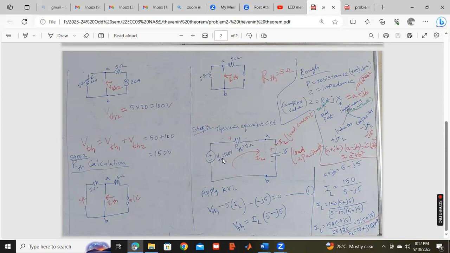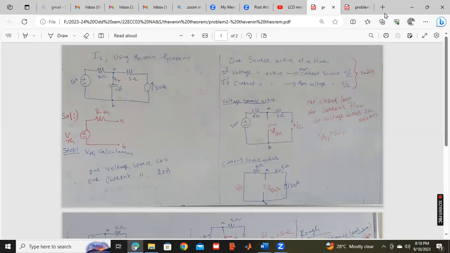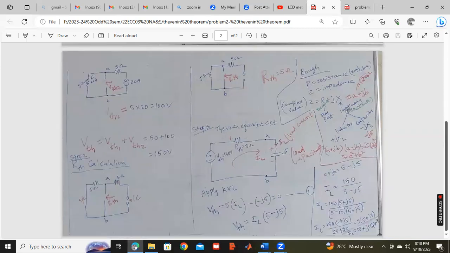V Thevenin we got 150, R Thevenin we got 5. The complete circuit across the AB path, we have made into a single voltage and single resistance, and that is 150 and 5. Now across AB points, we have the capacitor that we replaced as it is. Only this AB path we replaced as it is. The entire remaining circuit we converted into a single voltage and single resistance, that is the Thevenin equivalent.